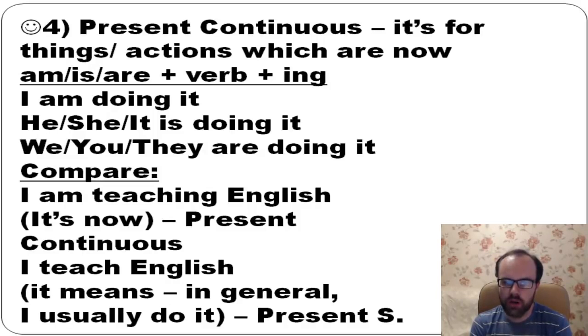Am, is, are plus verb plus ing. I'm doing it. He is doing it. She is doing it. It is doing it. We are doing it. You are doing it. They are doing it. Compare. I'm teaching English. It's now, present continuous. I teach English. It means in general. I usually do it. It's present simple.